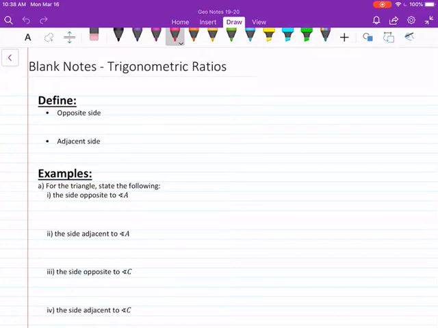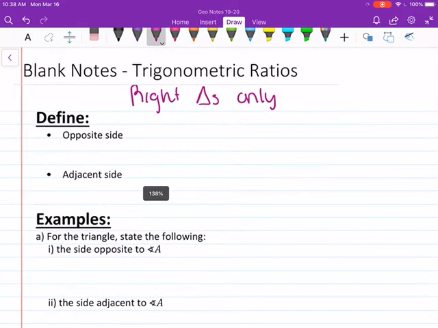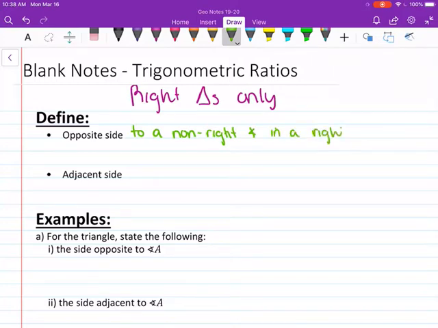Anyways, today we are doing trigonometric ratios. The first thing we need to know is it only works for right triangles, okay? So this is for right triangles only. When we're in a right triangle, if we want to talk about the opposite and adjacent side, we are talking about them in reference to an angle. So the opposite side to a non-right angle in a right triangle is the leg of the triangle that does not touch that angle.